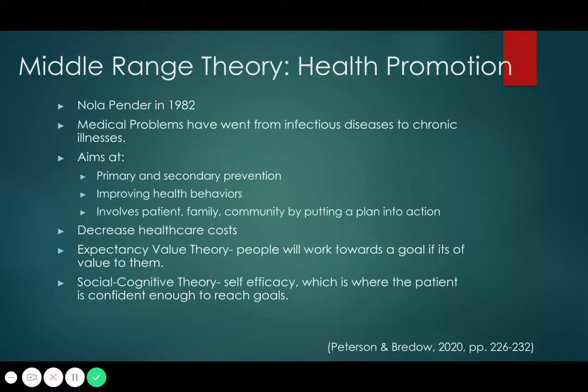One of the goals of the health promotion theory is to decrease healthcare costs, which I think is a big thing right now for the patient as well as for the hospital. And then there's two sub-theories that go along with the health promotion theory. The first one is the expectancy value theory, which is where people will work towards a goal if it's a value to them and if it benefits them. And then the social cognitive theory, which talks about self-efficacy, which is also another theory, but this is where a patient is confident enough to reach those goals.